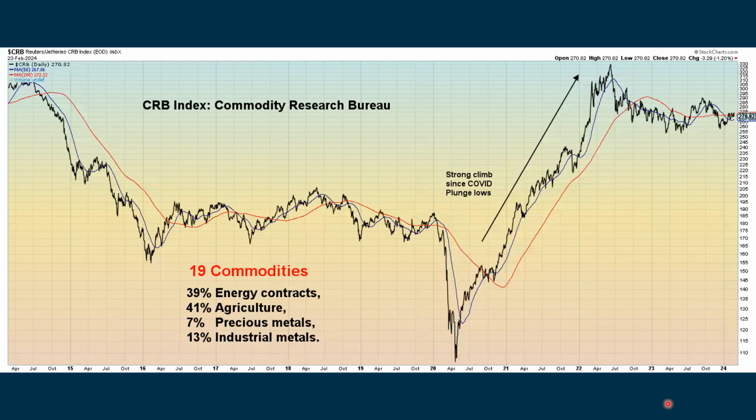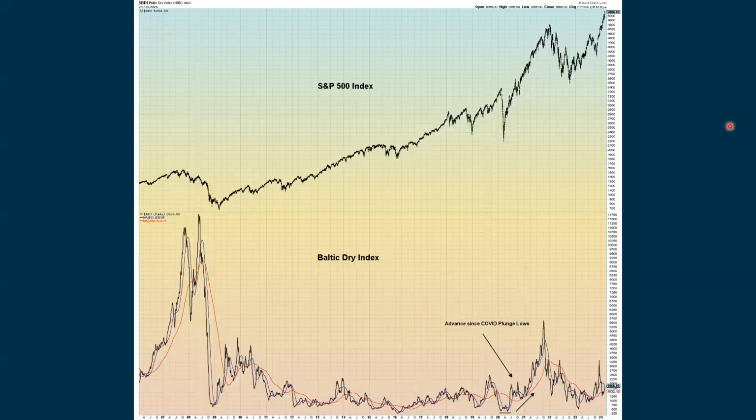Here's the CRB index all by itself, where it is chopping sideways, but it is starting to show more of a downtrend now. And then we look at the Baltic Dry Index. When this is going up, it costs more to ship goods. When this is going down, it typically costs less.